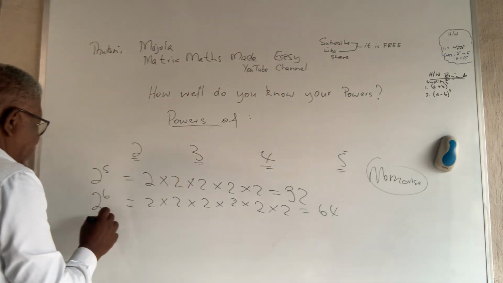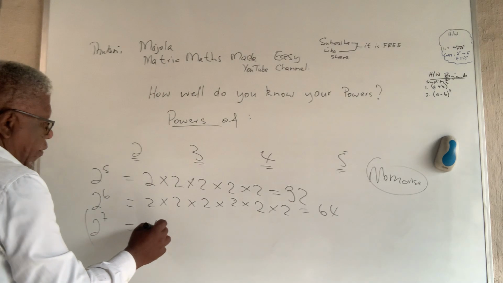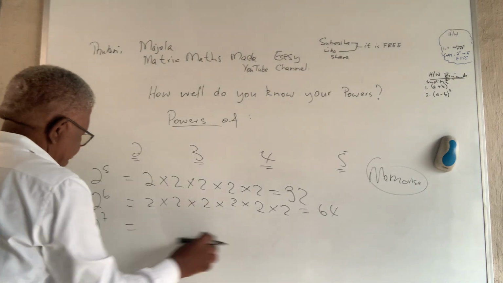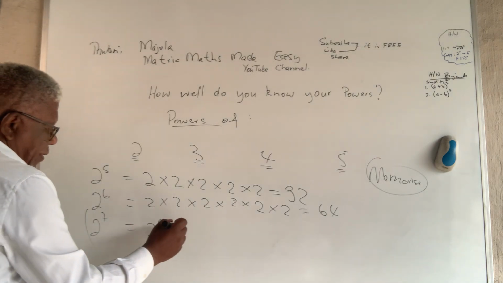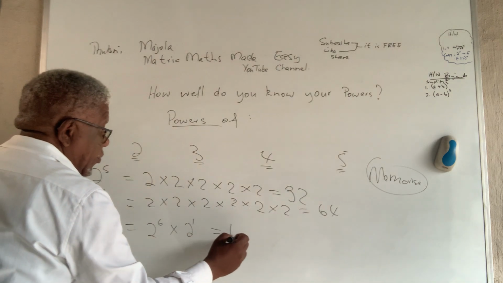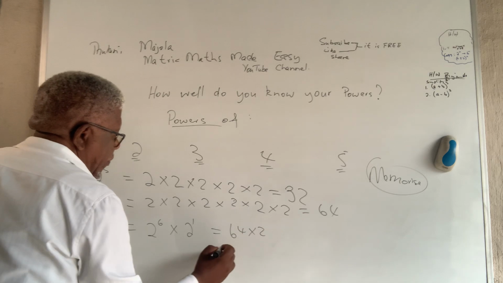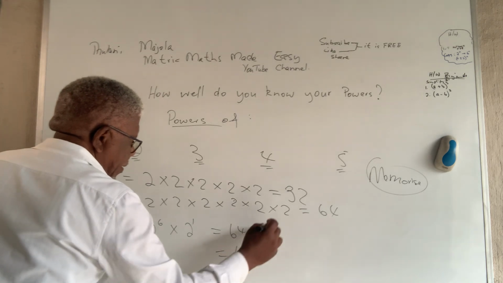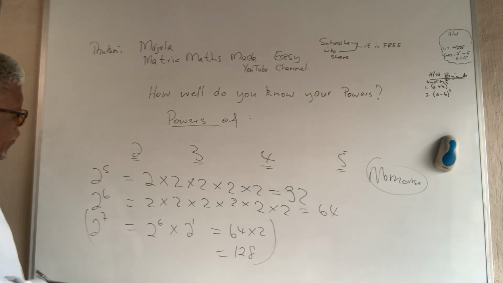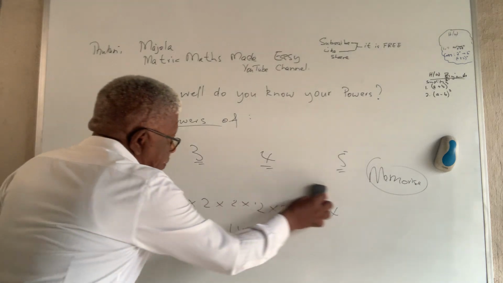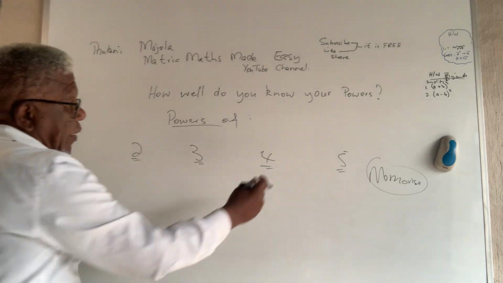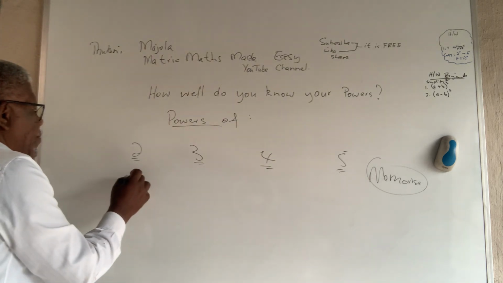So 2 to the power of 7 is 64 times 2, or rather 2 to the power of 6 times 2 to the power of 1, which is 64 times 2, which equals 128. This I don't need you to know. But from 2 to the power of 1 to 2 to the power of 6, you must remember.